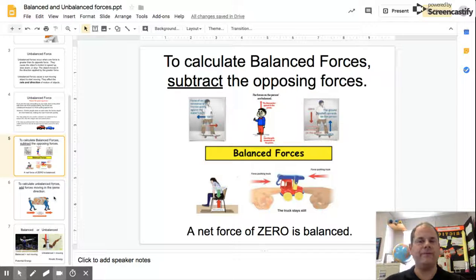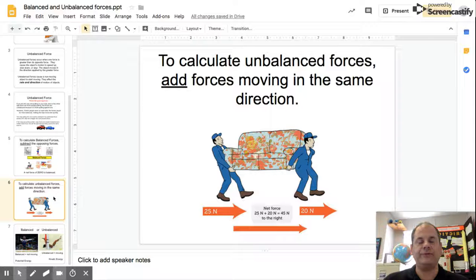All right, let's move on and figure out how to calculate an unbalanced force. When you have an unbalanced force and the forces are going in the same direction, you're going to add those forces together. This moving person is moving the couch with 25 newtons to the right. This other guy is moving the couch with 20 newtons to the right. So you would add 25 plus 20, which is 45 newtons. The couch will be moved to the right. So these are unbalanced because the couch is moving. They have kinetic energy in the amount of 45 newtons to the right.